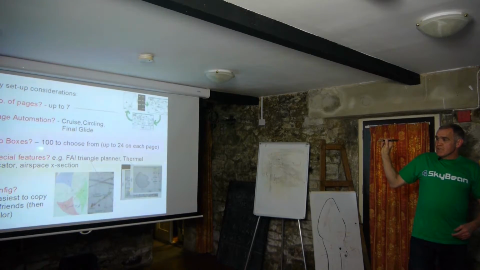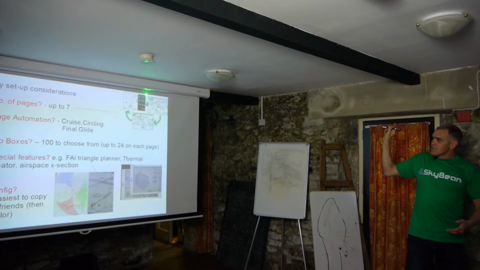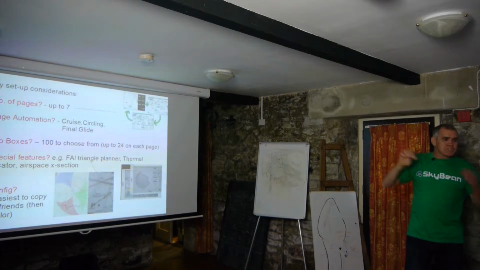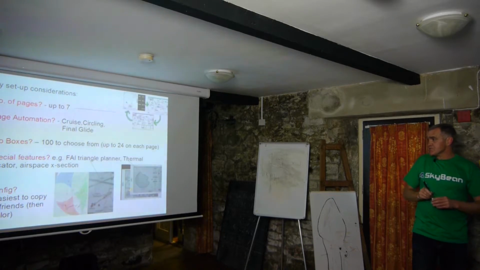Then you've got the choice of info boxes. There's actually 100 to choose from, and you can have up to 24 on each page. I think you've got choices of something like 4, 8, 12, 16 or 24, and you can have them in different positions. There's loads of different configurations.